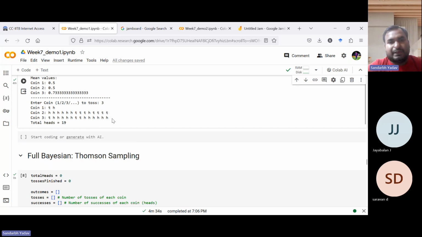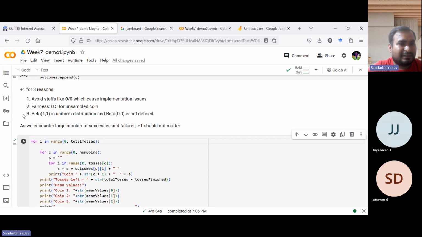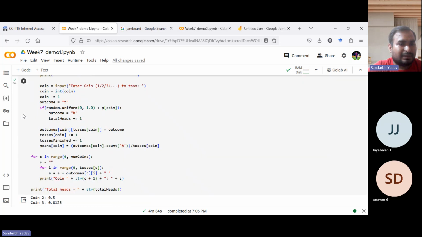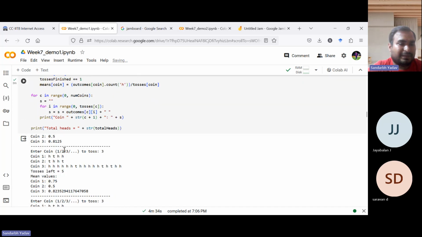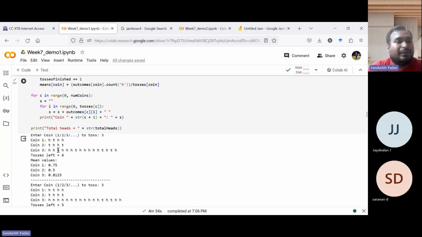This is the kind of issue if we don't do the full Bayesian approach, because simply using the means might be misleading. Even in this case with MLE, we initially did some exploration that helped us. But if coin 1 had got the head on the first attempt itself, and we hadn't explored coin 2 and coin 3, we would have simply continued with coin 1. And in the end we would have been suboptimal.